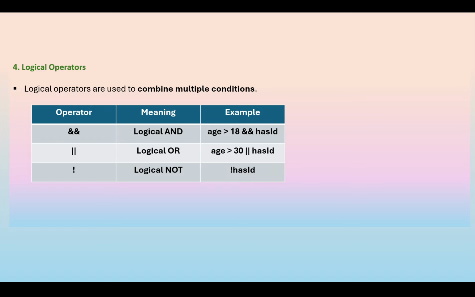Now the fourth one is logical operators. These are used to combine multiple conditions. Let's talk about the first one, logical AND. As part of this, we have two conditions here, and in between we are trying to perform some operation, that is logical AND. In this, both the conditions have to be true, only then the true value will be returned, else the false value will be returned. If any one of the conditions is false, the false value will be returned.